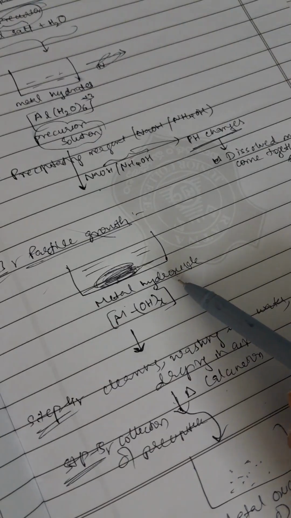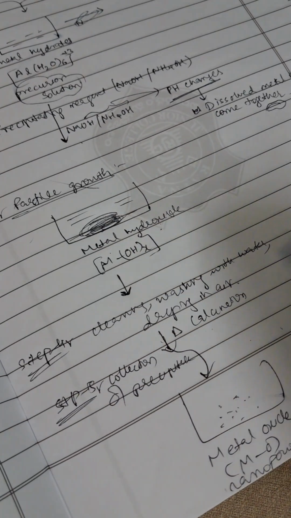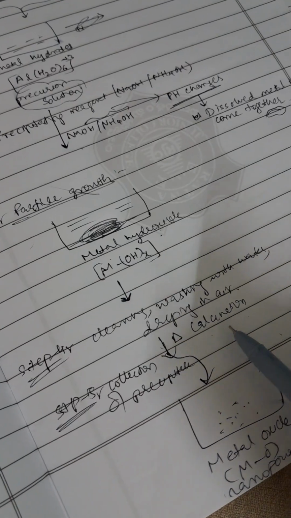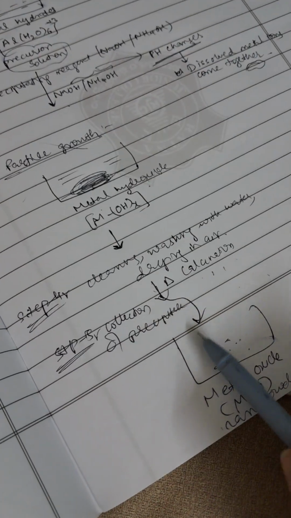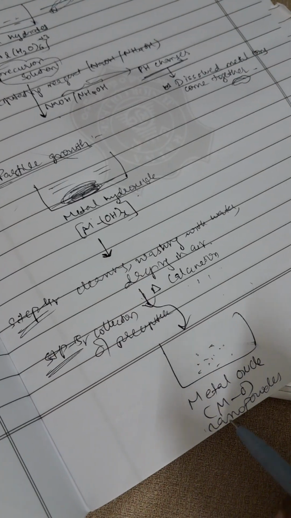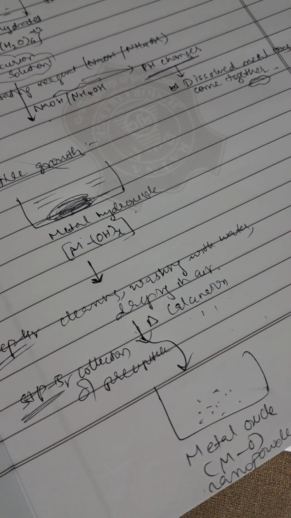Metal hydroxide is formed, M(OH)x, and the precipitate is washed and dried in air. Then calcination takes place, means heating at high temperature in the absence of air. Then metal oxide is formed, MO nano powder is formed. Now your nano material is ready.